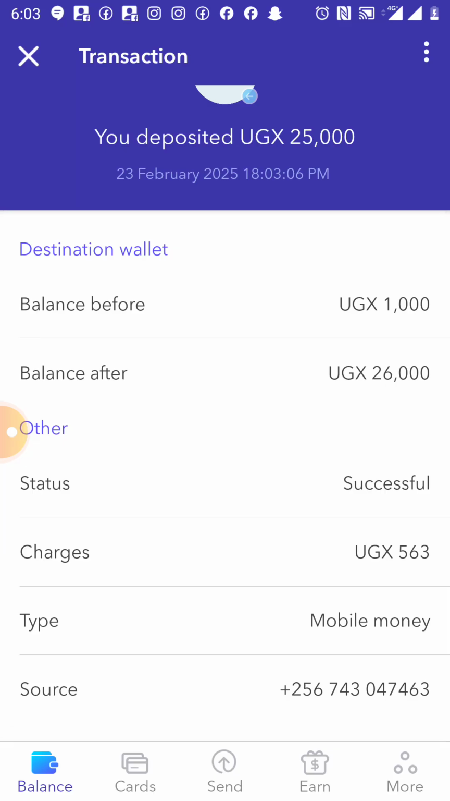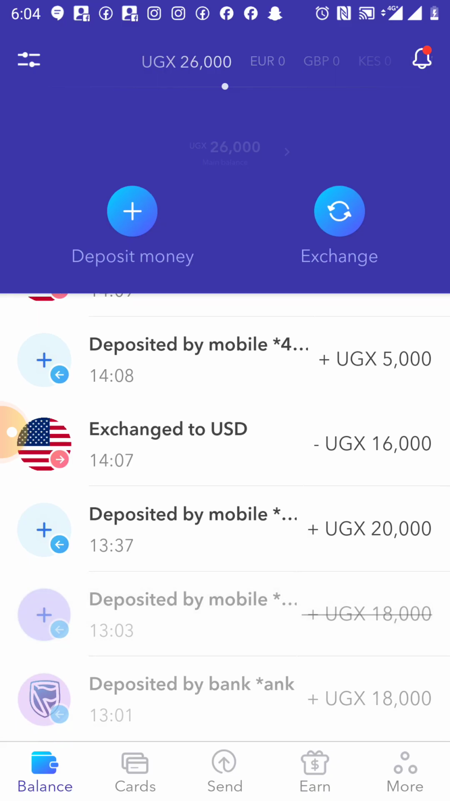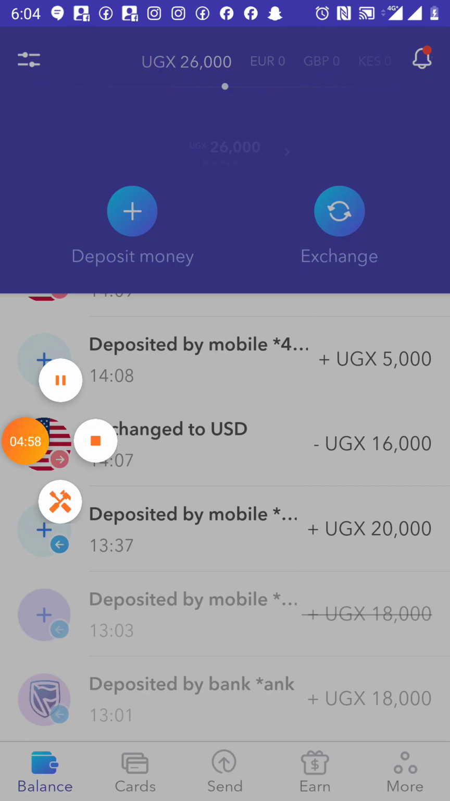Charges were 563. Type was mobile money, source, and the number is put. The date is 23rd of February 2025. When we go back, these are other transactions that I have been trying to do. Some have failed, some have been successful.